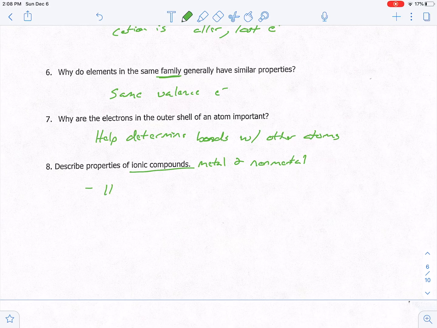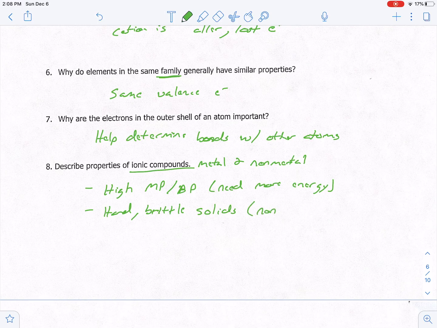Okay, so they're going to have high melting point and boiling point. So high melting / boiling points. The reason why is because an ionic bond is a very strong bond, so you would need more energy to break it apart. Okay, they're going to be hard and brittle when they're solids.